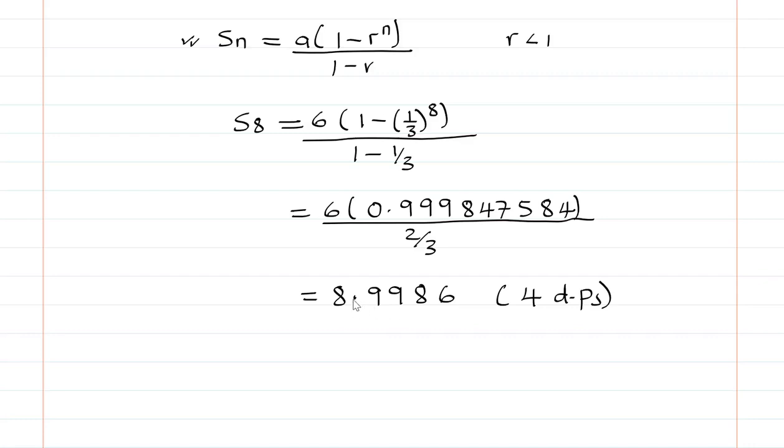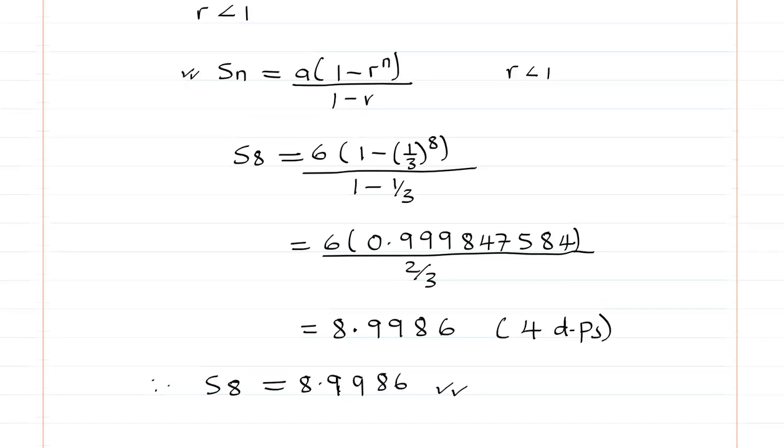It is good to round at the last moment because rounding prematurely causes a bigger error than rounding the final answer. So this is the sum of the first 8 terms. S8 is therefore 8.9986.